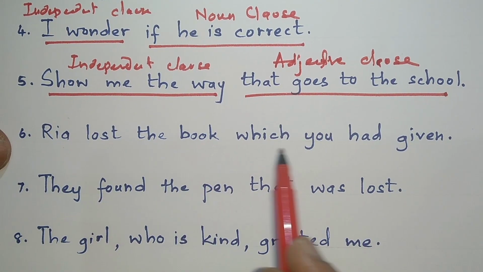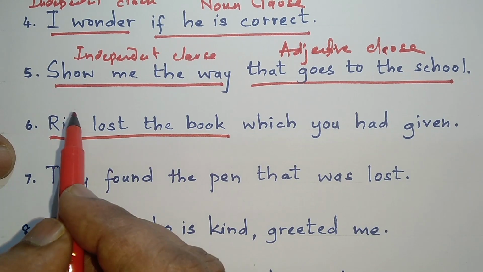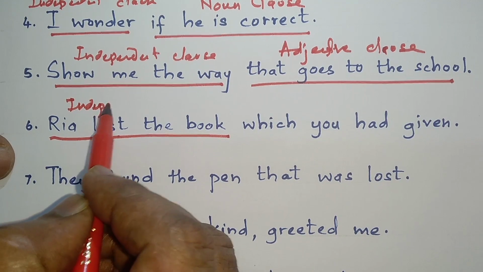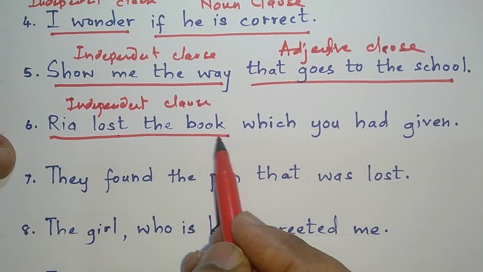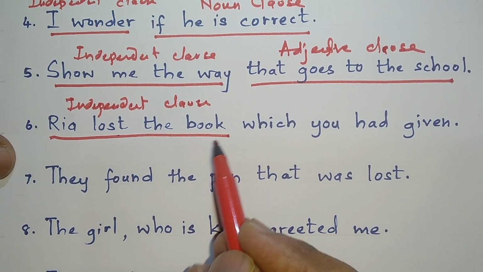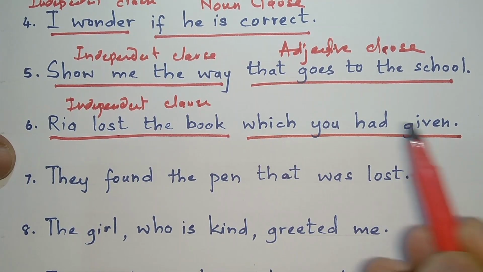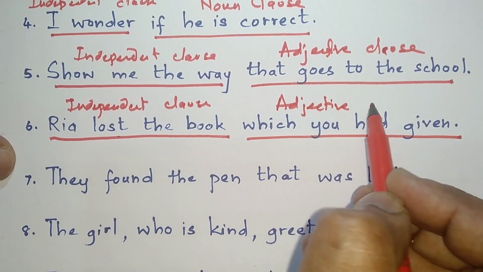Ria lost the book which you had given. Ria lost the book is the clause which makes complete sense on its own, and so it is an independent clause. Which book? Ria lost the book. Which book? Which you had given. Yes, your dependent clause is the answer. So the dependent clause is an adjective clause.